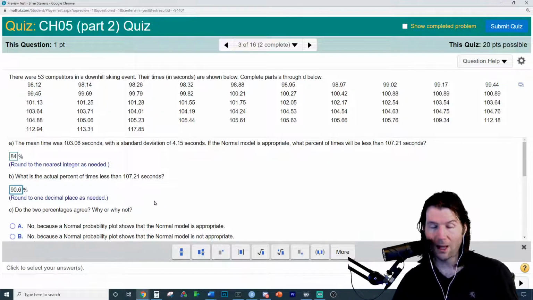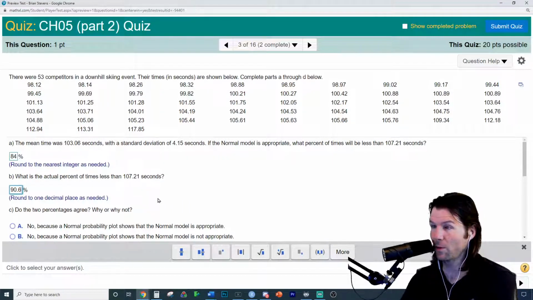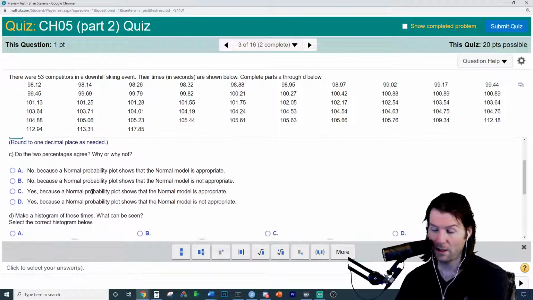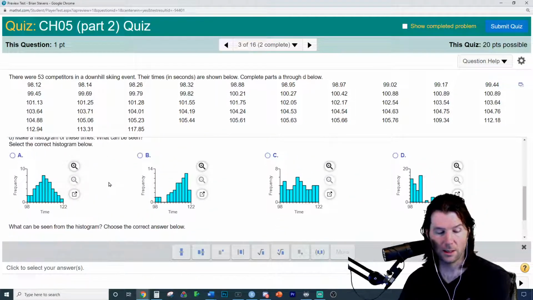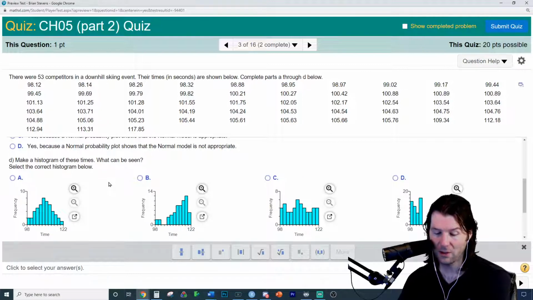Now, I've done this problem a lot, and the way this problem usually works is they want you to say that they're different. So right here, do the 2 percentages agree? No, because the normal model is not appropriate. I don't think they've ever matched up. And then they want us to look at a histogram of this.